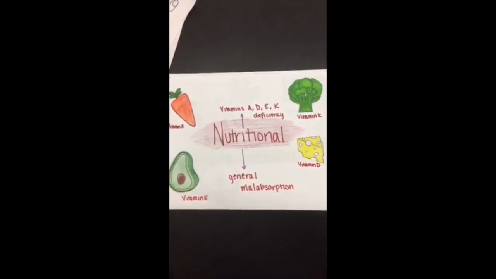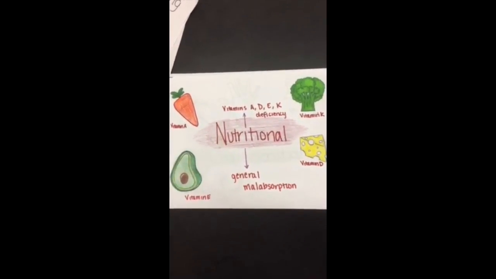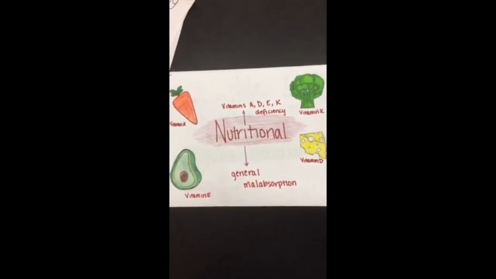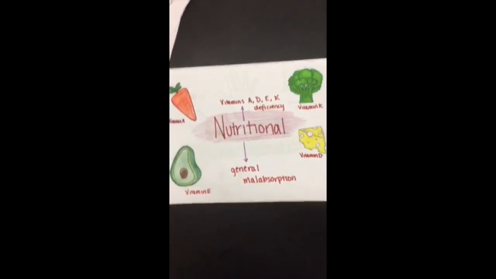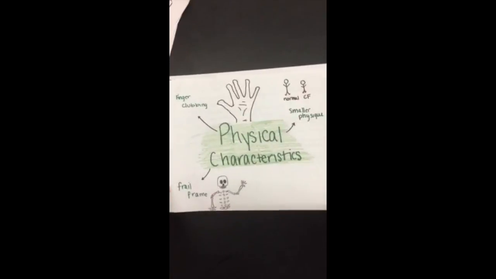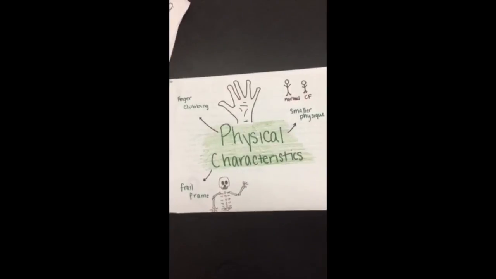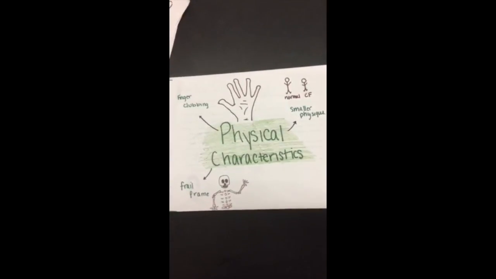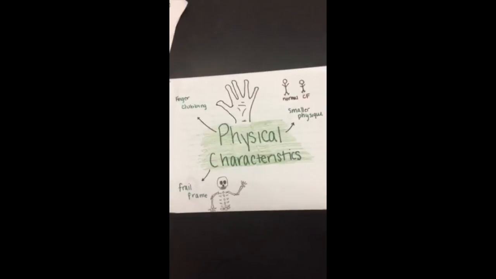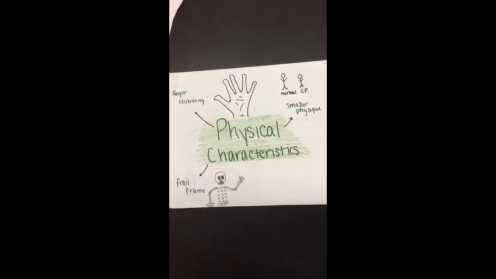CF patients also have a hard time absorbing nutrients due to a faulty manufacturing of a protein and enzyme that absorbs the protein, starches, and fats one needs to survive. So they also experience general malabsorption. Although CF patients do not look that different from the average person on the outside, they may have some finger clubbing or a frail frame, again due to the malabsorption, and they may just be generally smaller than the average person.